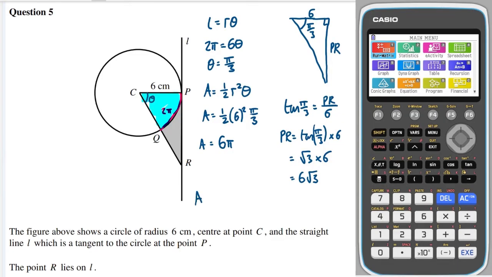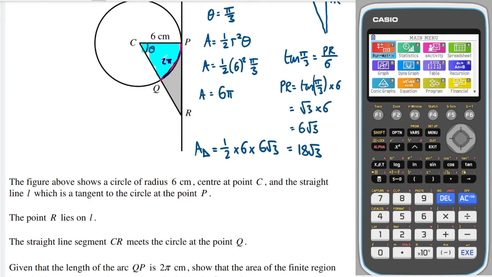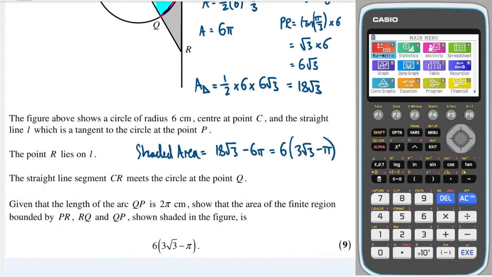So the area of the triangle will be a half base times height, and this will give us 36 divided by 2, so 18 root 3. Okay, so finally we can work out the shaded area by doing the triangle, which is 18 root 3, minus the sector, which is 6 pi. We can factor out 6 to get 3 root 3 minus pi. And that is as required.